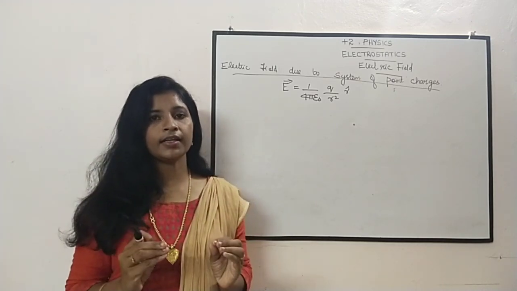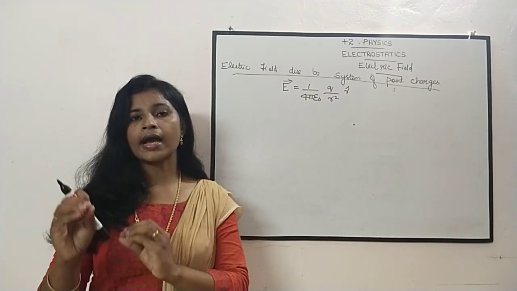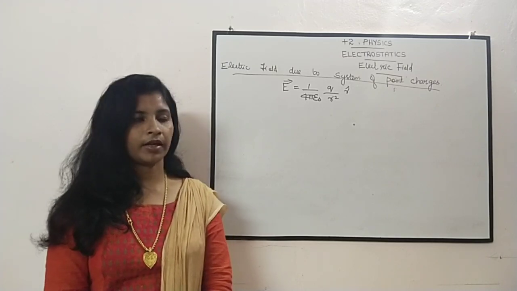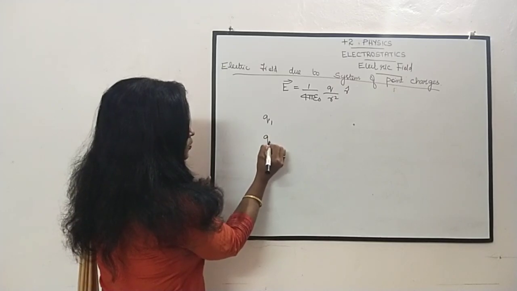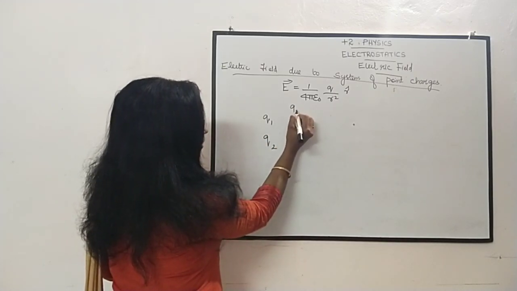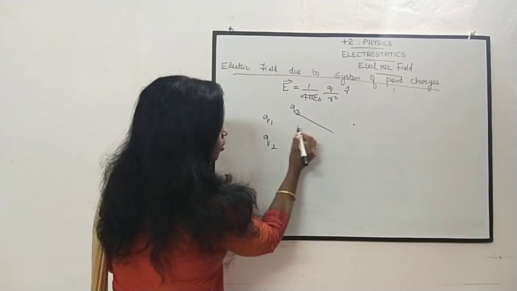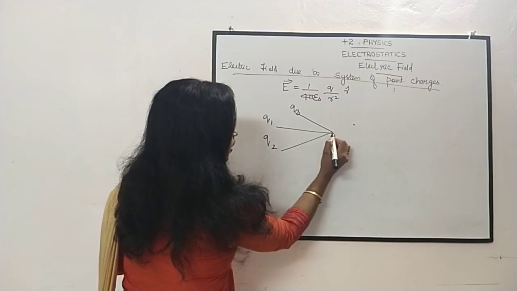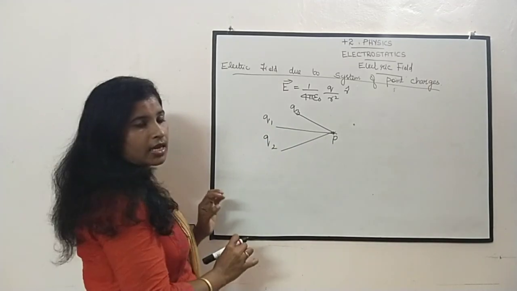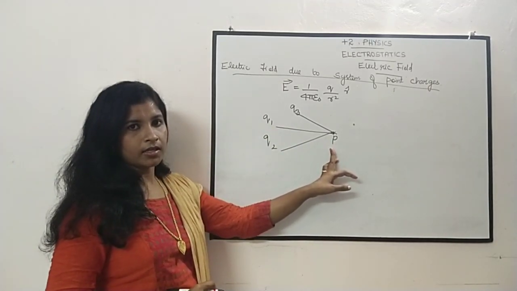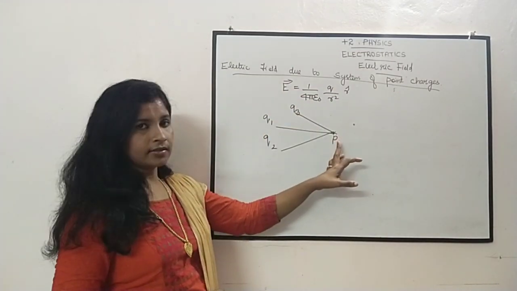To find the electric field due to these point charges at a particular point, consider a charged particle Q1, another charged particle Q2 and another charged particle Q3. Their electric fields are in these directions. Now we are going to find the electric field of these three charges at this point P.